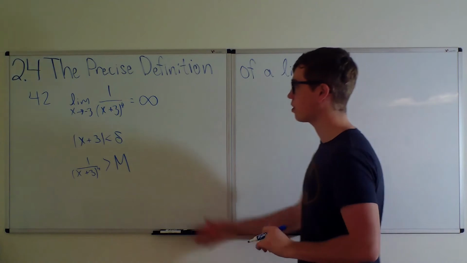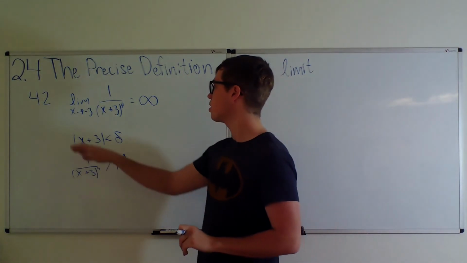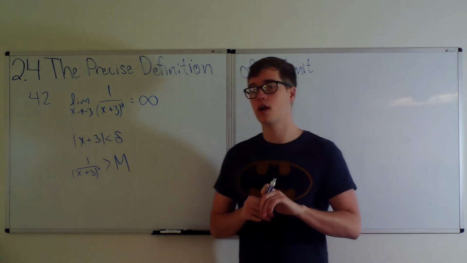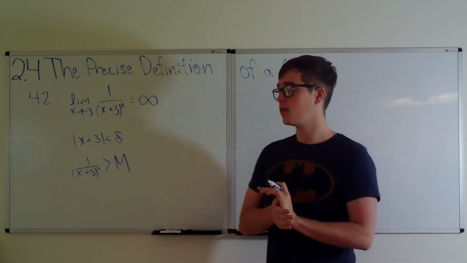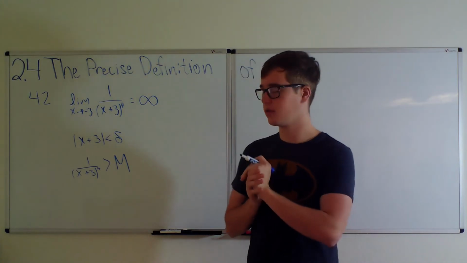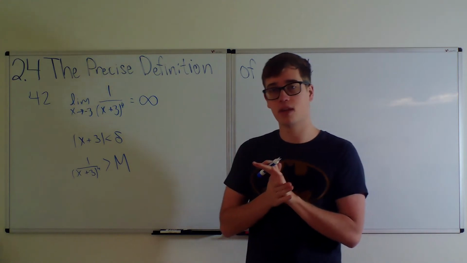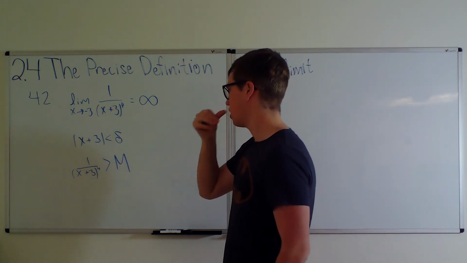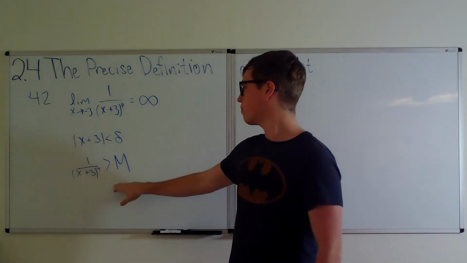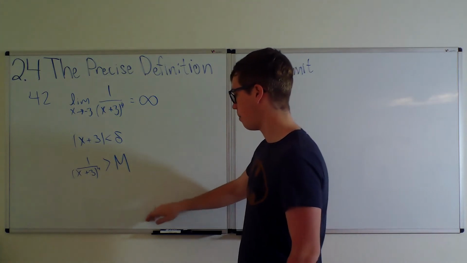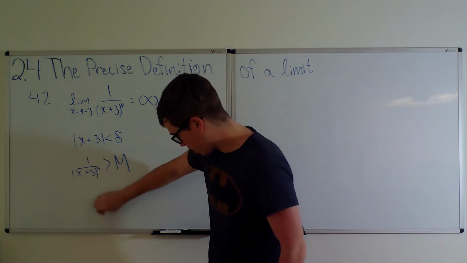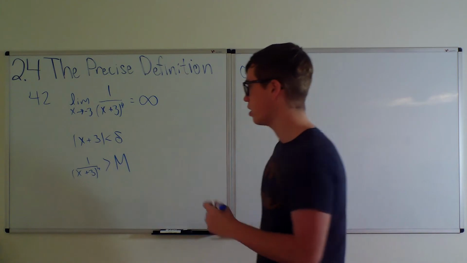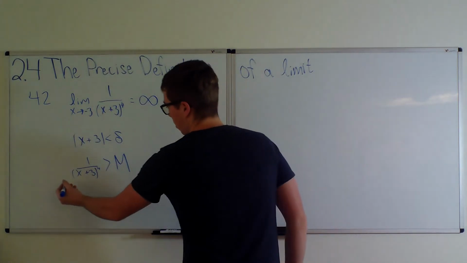Alright, so now we're doing number 42. It's prove the limit as x approaches -3 of 1 over (x + 3)^4 is equal to infinity. So what we have to do is use the definition of the infinite limit, and we have |x + 3| less than delta, and then 1 over (x + 3)^4 is greater than M, right? So if you remember the definition, those are the inequalities we need to fill out for this to be true. So let's start with this bottom one, as we always do.